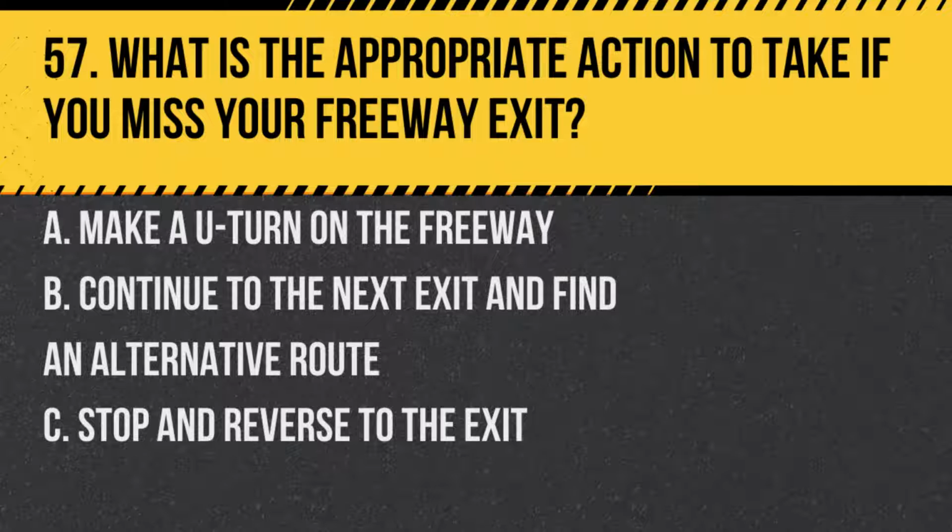Question 57. What is the appropriate action to take if you miss your freeway exit? A. Make a U-turn on the freeway. B. Continue to the next exit and find an alternative route. C. Stop and reverse to the exit.